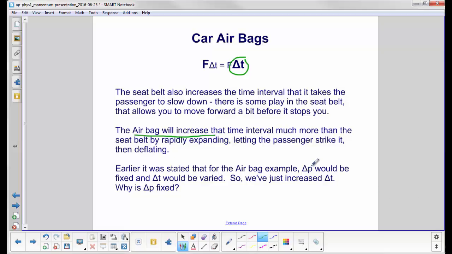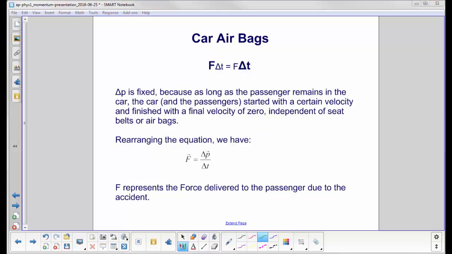Earlier we stated that delta P for this example, for the car airbag, would be fixed, and delta T would be varied. Well, we just talked about why delta T is varied. Why is delta P fixed? Delta P is fixed because as long as the passenger remains in the car, which of course is another wonderful reason to wear your seatbelt, the car and the passenger started with a certain velocity and finished with a final velocity of 0 independent of the seats or the airbags. Whether you had them on or not, the car is going to stop.